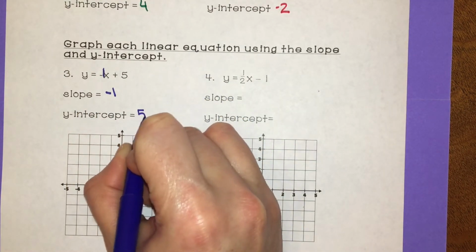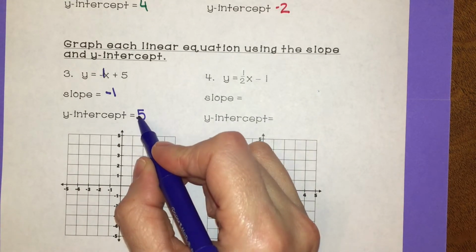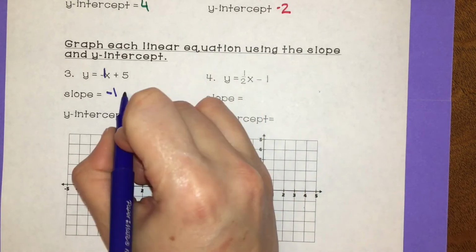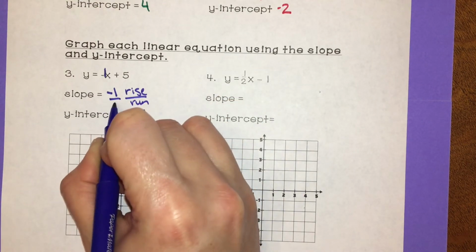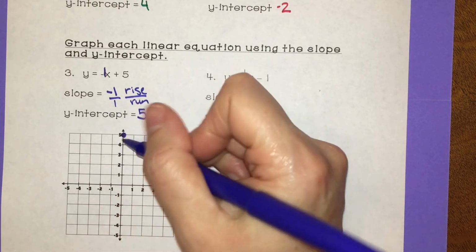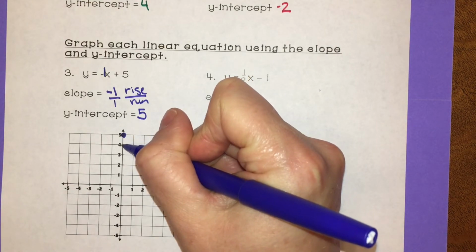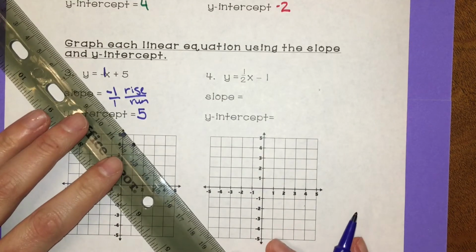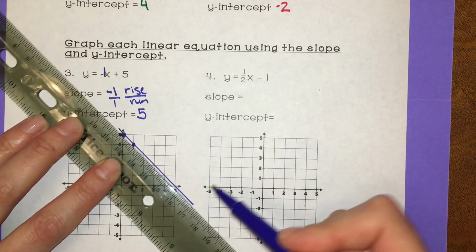Y-intercept is +5. All right, so to graph this, I know my y-intercept is +5, so it goes through my y-axis at 5. Slope, I want it in rise over run form because I have a whole number. To make it into a fraction, I just put a 1 below it. So my rise, starting at my y-intercept, my rise is -1, so that means down 1. My run is +1, so 1 to the right. I'm going to connect those 2 points, and that is my graph.